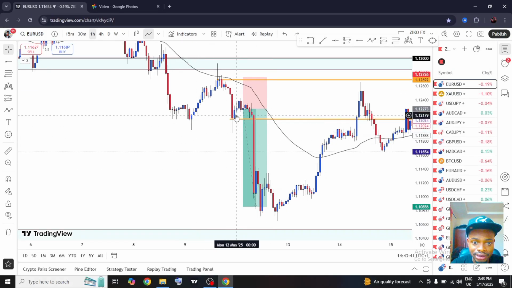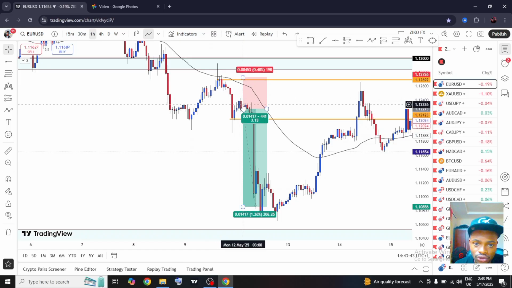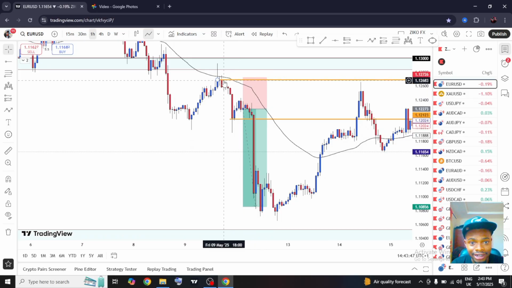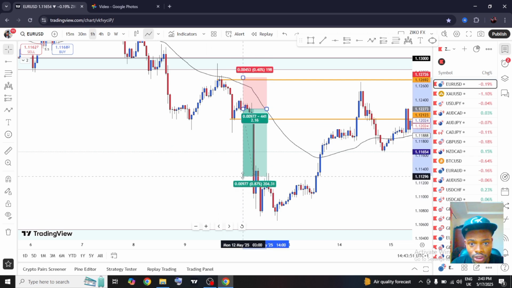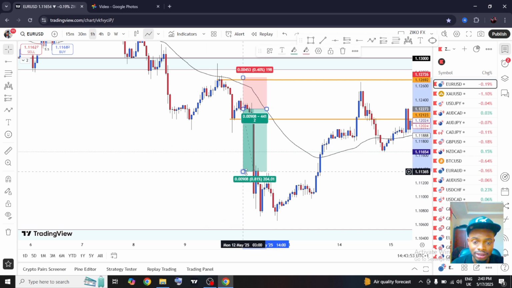So I waited for this engulfing. As soon as I saw this engulfing, I entered the trade, put my stop loss above the high right here, and then I set my take profit to be 1:2 at the time, right? But I just set my alert here. I don't put take profit targets because that's how the strategy works, right?